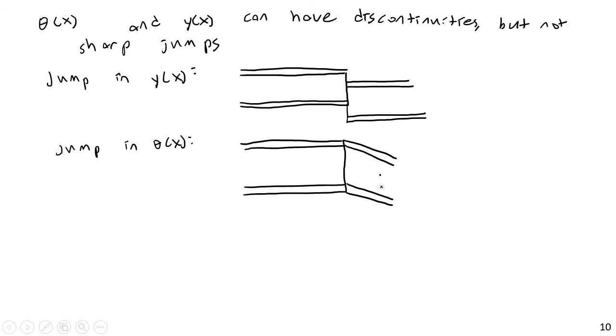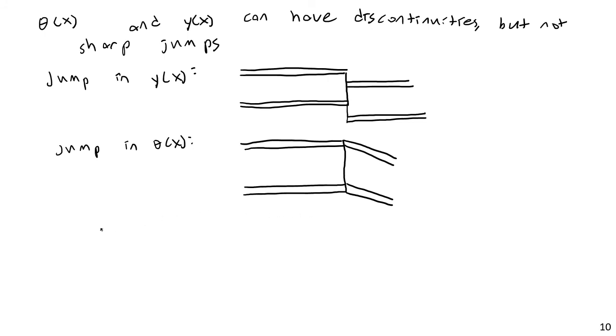Because this is what sharp jumps would look like. If we didn't have that, we'd have to have something like this. This would be a sharp jump in theta as a function of x, where the beam was coming along and then just immediately changed direction. That would be a jump in theta as a function of x. So I'm just trying to distinguish in your minds the difference between jumps and discontinuities. Discontinuities are fine, jumps are not in theta as a function of x and y as a function of x.